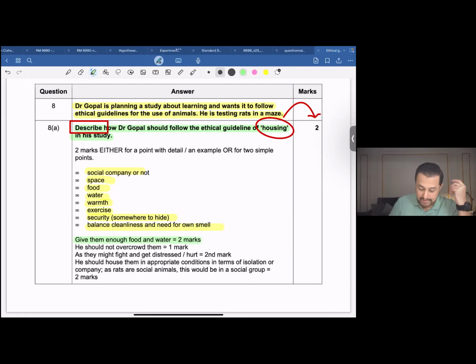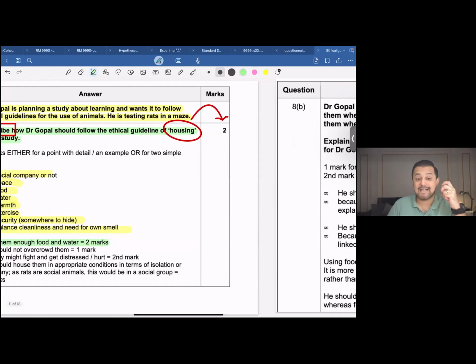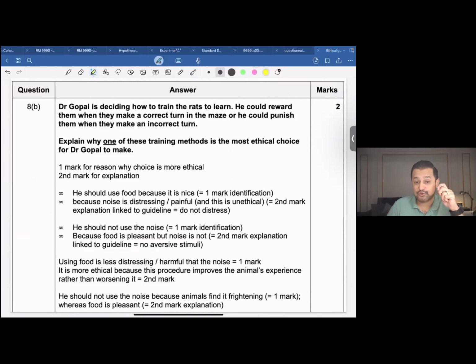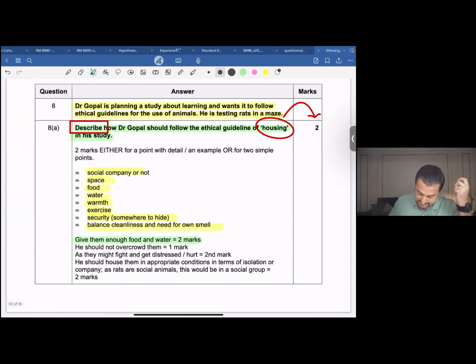Now taking this ahead, Dr. Gopal is deciding how to train the rats to learn. He could reward them when they make a correct turn in the maze, or he could punish them when they make an incorrect turn. Explain why one of these training methods is the most ethical choice. Now, rewarding over here is more ethical. He should use food because it is nice, because noise is distressing. Again, you have picked up points from here. Now, I hope this makes sense.